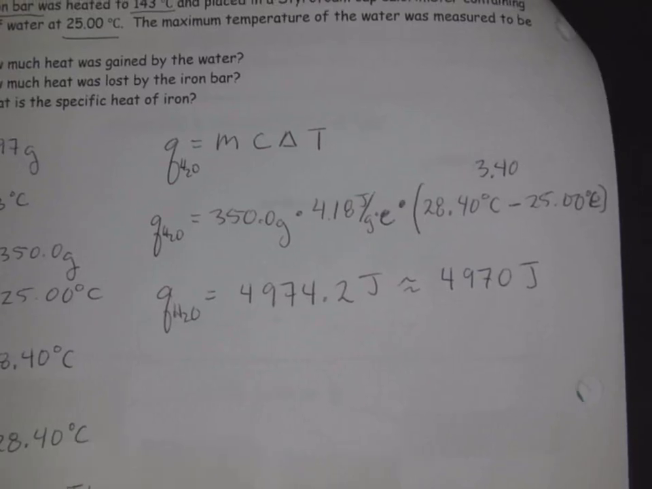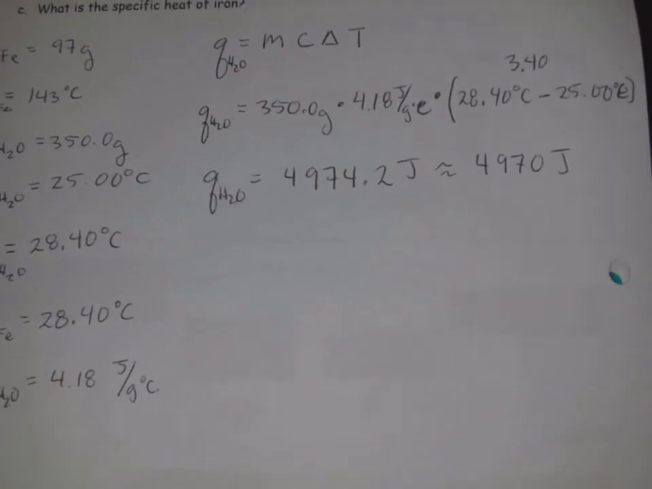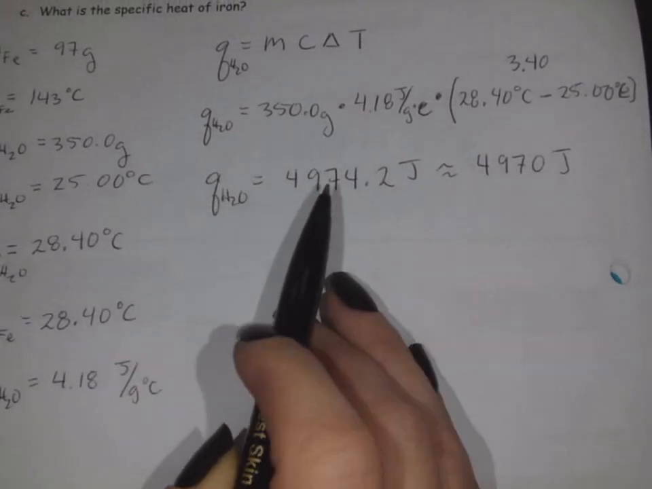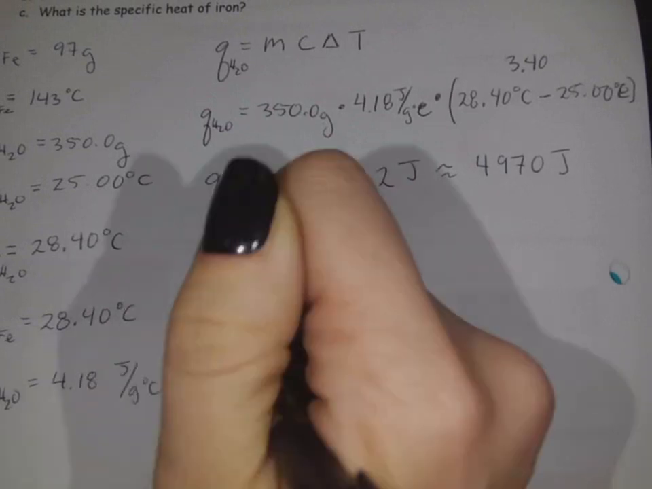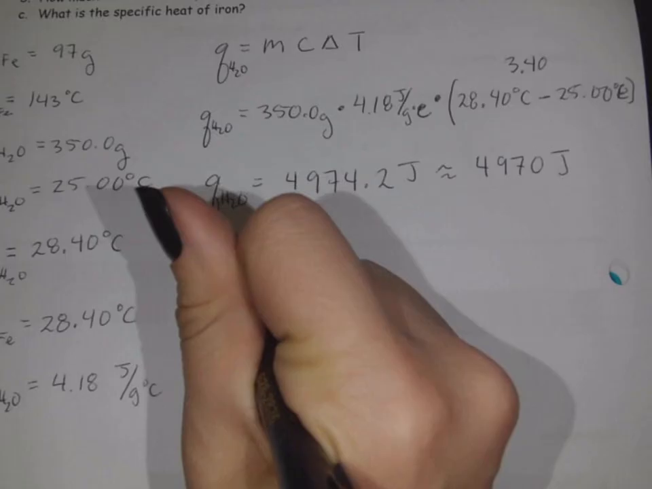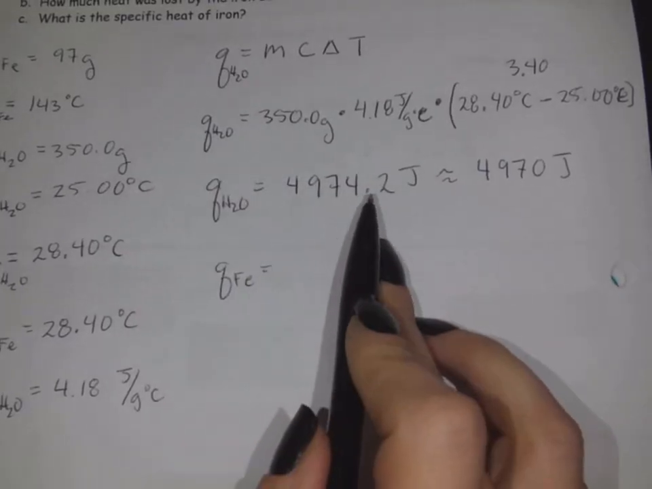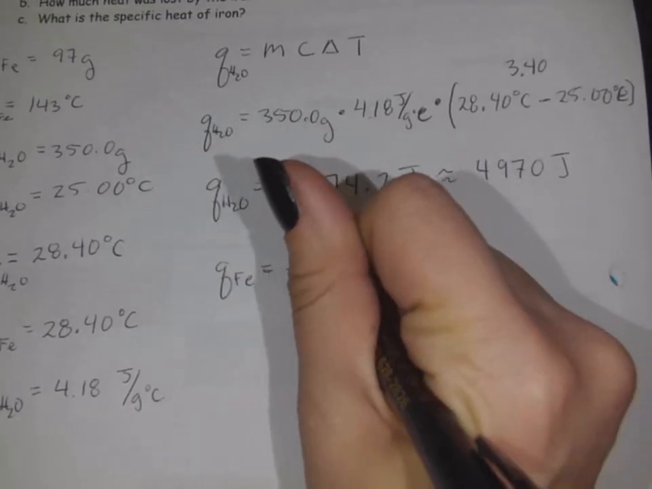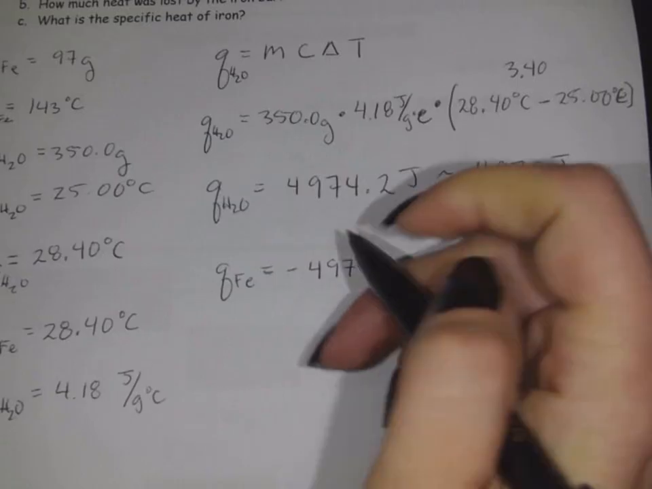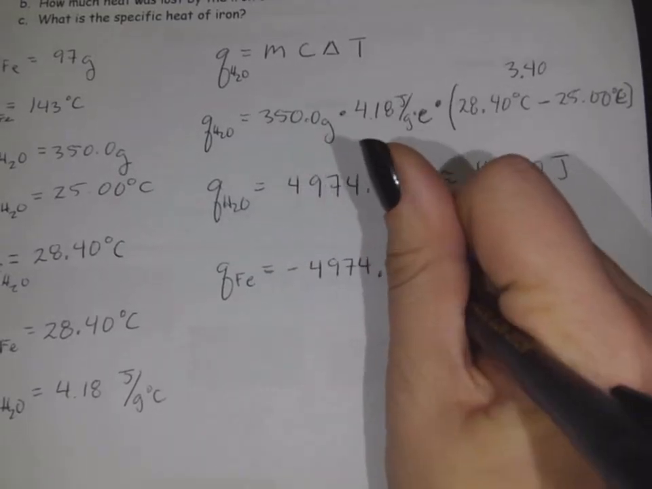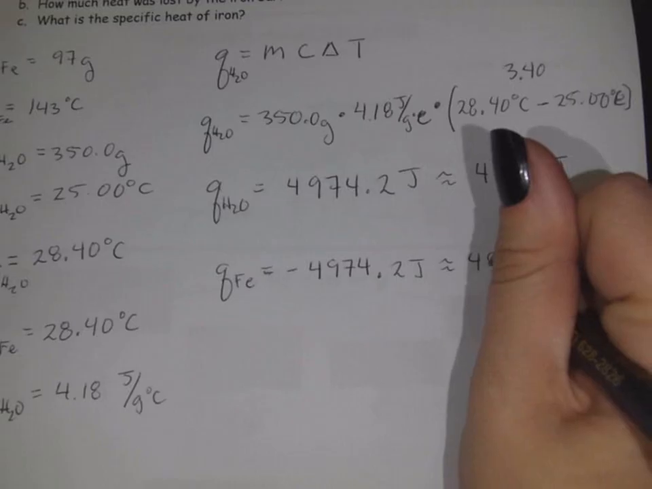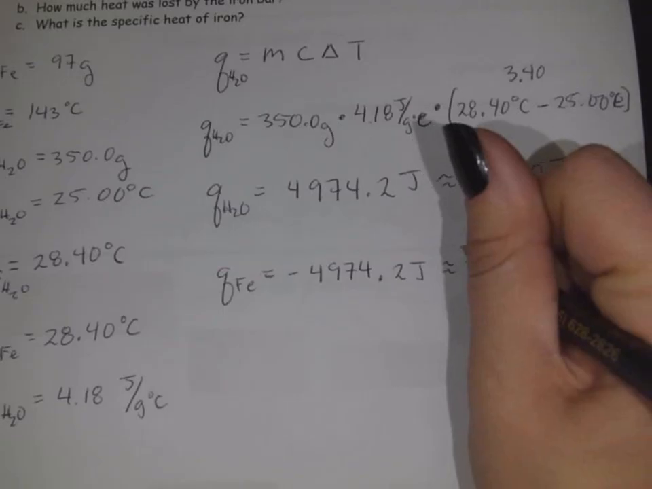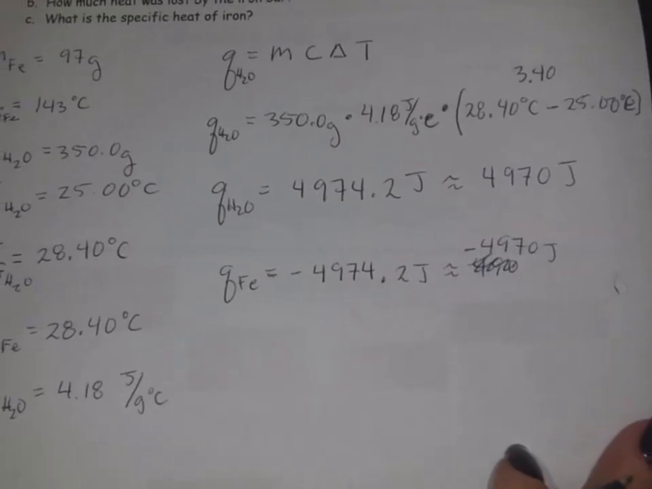How much heat was lost by the iron? Okay, so here's the cool thing. All of the heat that was lost by the iron was absorbed by the water. So I could just take the iron. It's the exact same amount, except it was lost, so it's negative. So it released 4,974.2 joules. And again, if this was a final answer, then I'm going to round that. 4,970, negative, though.